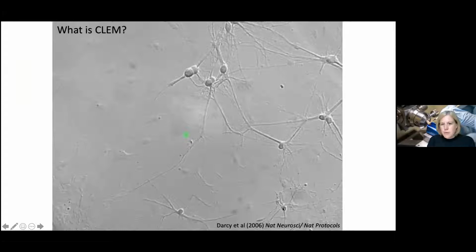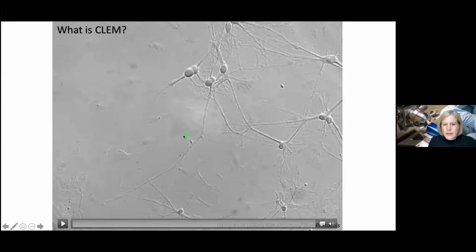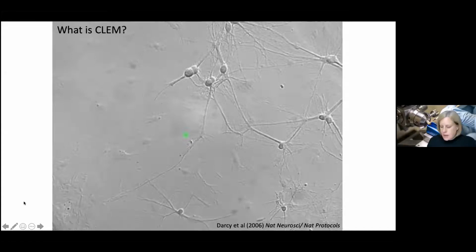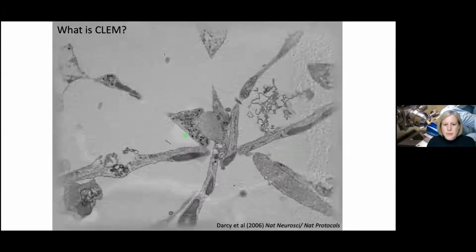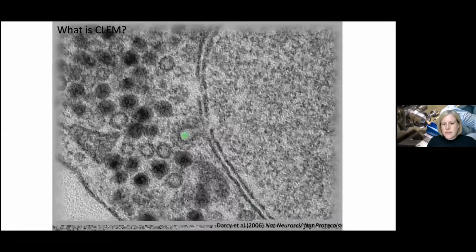I'm aware that we have an audience with a mix of different expertise here. So correlative light and EM is a way of tying together information from fluorescence microscopy images. So we might have a fluorescently labeled protein, and then in light microscopy, we might be able to see the architecture of cells here, neurons growing on cover slips. But it's not until we track the same region and image with electron microscopy that we can see the really fine ultrastructure. So here, a single synaptic vesicle communicating across a synapse.